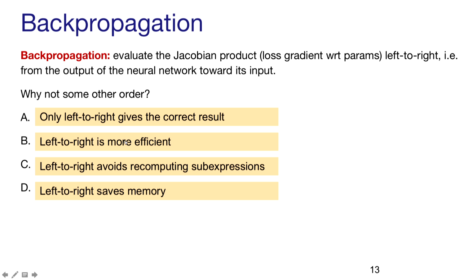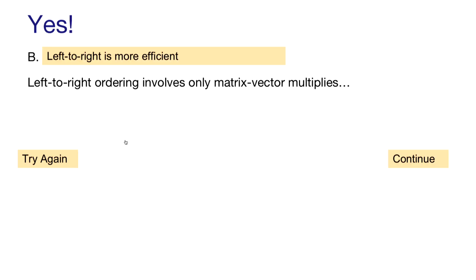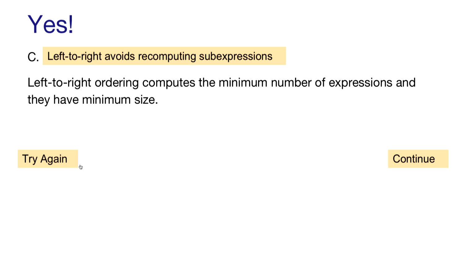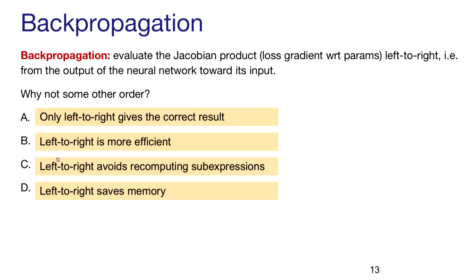Left to right. Yes, left to right is more efficient by basically an order of magnitude, or a factor of n. So we'll explore that a little bit more in a moment. C though, C though is also right. Left to right ordering does avoid recomputing sub-expressions.